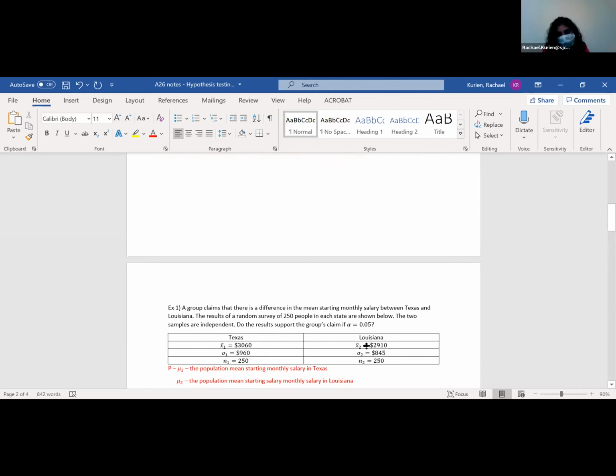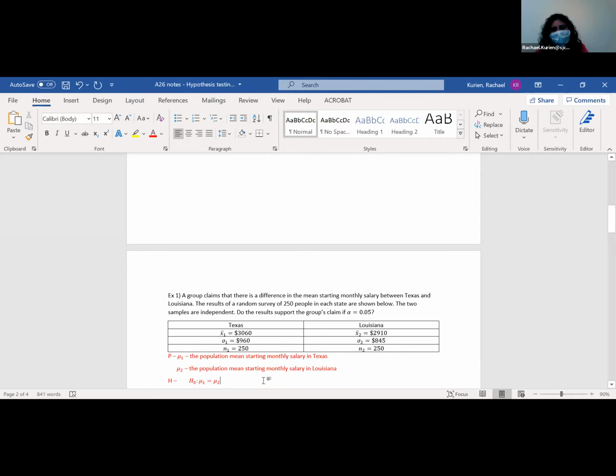Population mean 2, this is the same thing but for Louisiana, whichever way you say it. The population mean starting monthly salary in Louisiana. All right, now that's parameter.